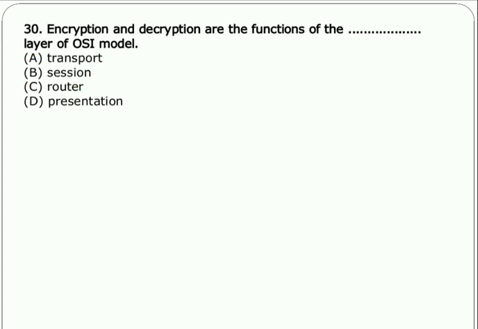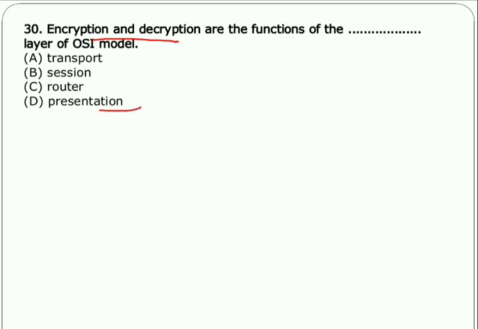Next. Encryption and decryption are the functions of the dash layer of the OSI model. So we must be perfect in the OSI model functions and the protocols. Here they have asked which OSI layer function encryption and decryption comes under. So the answer is the presentation layer, option D.